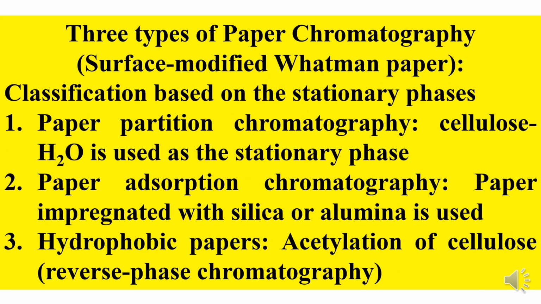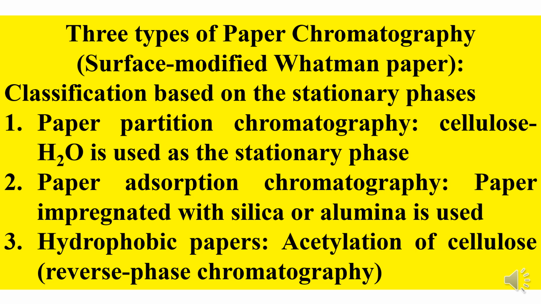Now there are three types of paper chromatography, and they are classified based on the surface modification of the Whatman paper. So classification is purely based on the stationary phase, or the nature of the stationary phase. In the first type, paper partition chromatography, the water layer adsorbed over the cellulose layers in the Whatman paper acts as a stationary phase, which we have discussed. The second is paper adsorption chromatography, where the paper is impregnated with silica or alumina, which is used as a stationary phase.